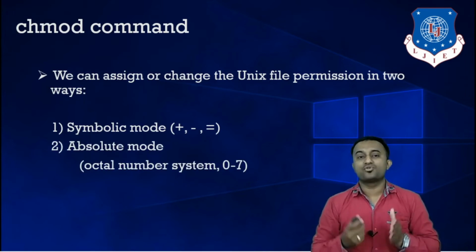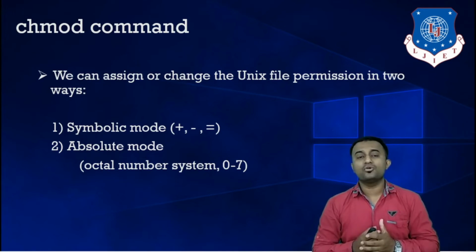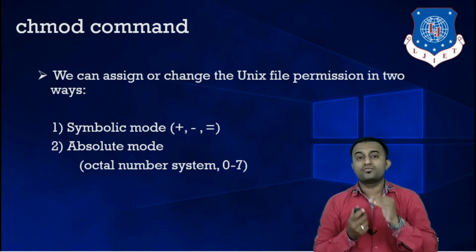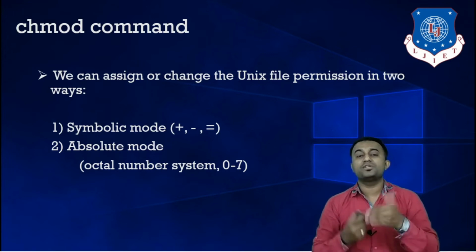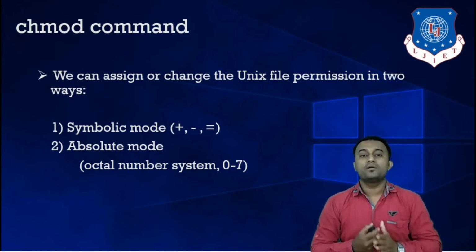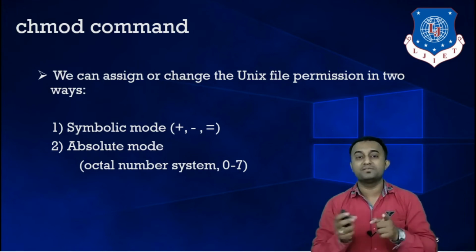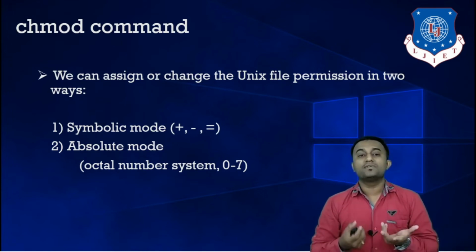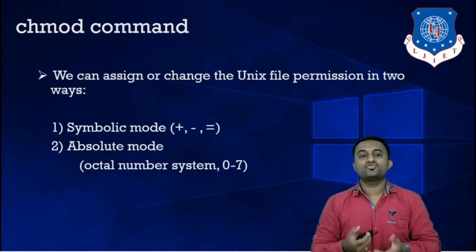In the case of absolute mode, we are using the octal number system, and you know very well the octal number system starts from 0 to 7. So there are 2 different ways through which we can change or assign the permission in the Unix file system. One is symbolic mode, in which we need to use various symbols that I have already mentioned, and the second option is, with the help of the octal number system, we can change or assign the permissions to the file system. So let us discuss both types of mode in detail with the help of examples. Let us start with symbolic mode first.